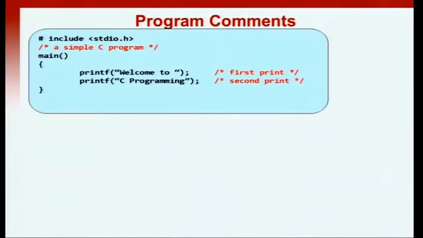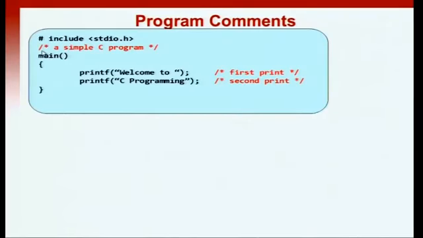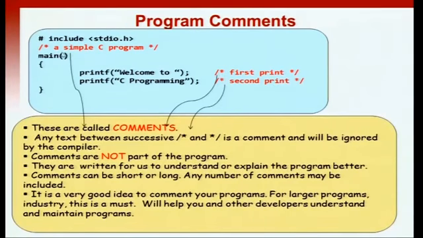Now when you code, in addition to the statements which are actually executed, you may also give a few additional remarks. These are what are known as program comments. For example, the lines a simple C program, first print and second print, these are the comments in the code. Whatever is highlighted in red in the code is what are known as comments. Any text between /* and a later */ is a comment, and it will be ignored by the compiler.